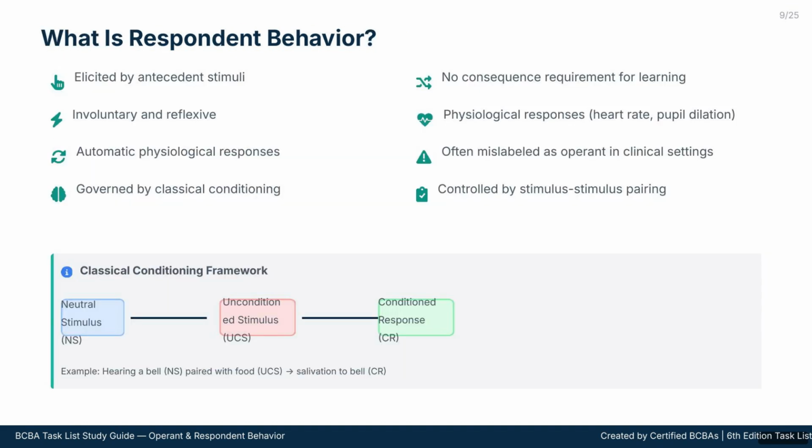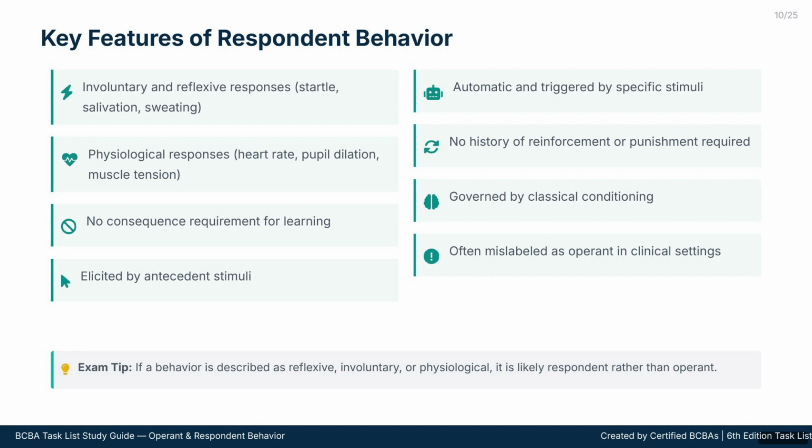Respondent behavior is elicited by antecedent stimuli. These responses are involuntary and reflexive, often involving automatic physiological reactions. Respondent behavior is governed by classical conditioning and does not require consequences for learning. Examples include changes in heart rate, pupil dilation, or fear responses. Respondent behavior is controlled by stimulus pairing, not by reinforcement. Respondent behavior includes involuntary, reflexive responses such as startle reactions or sweating.